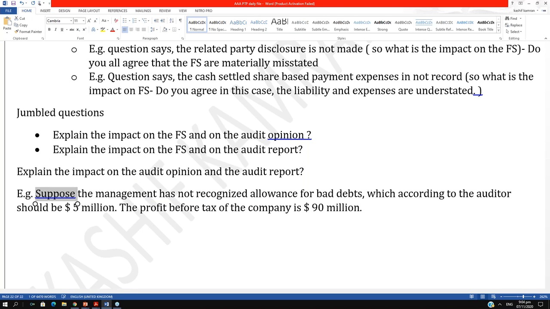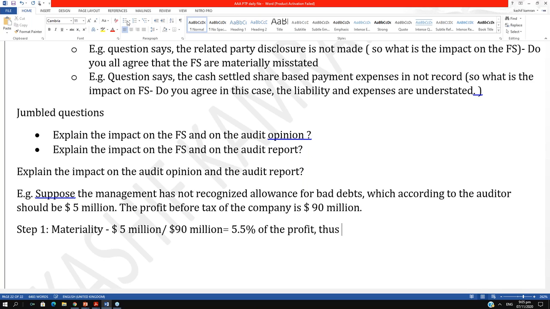Now tell me, what should you do first? What will you do in step one? In step one, you will find the materiality. The materiality is $5 million, and you divide it by $90 million. So that is equal to how much? Okay, 5.5% of the profit. Thus material, full stop.